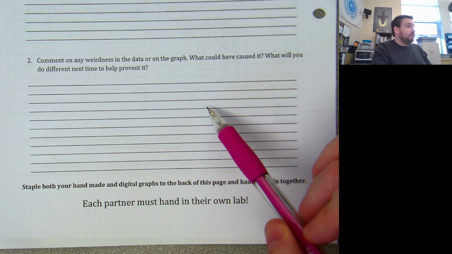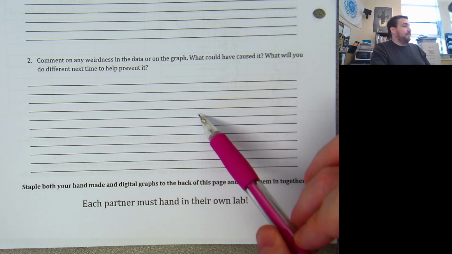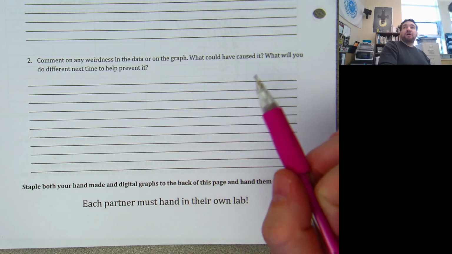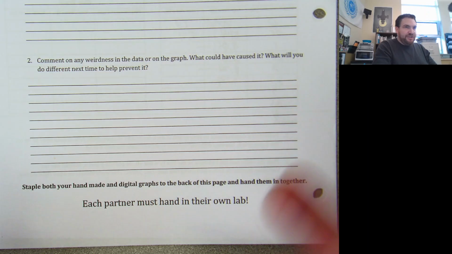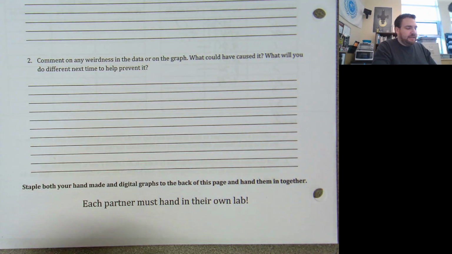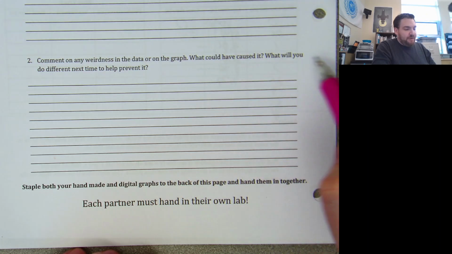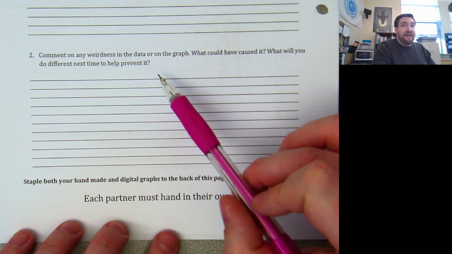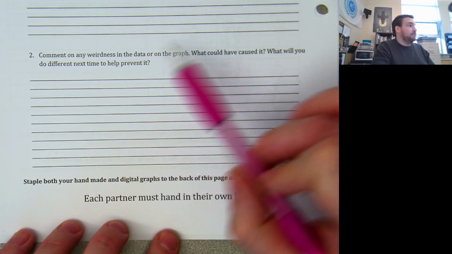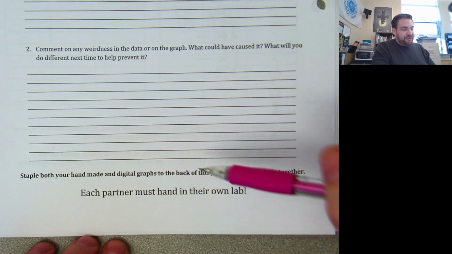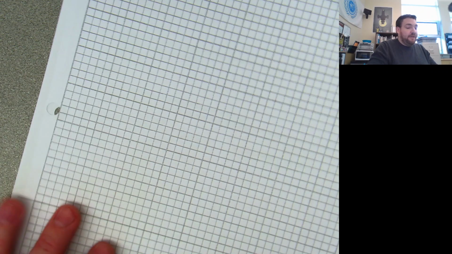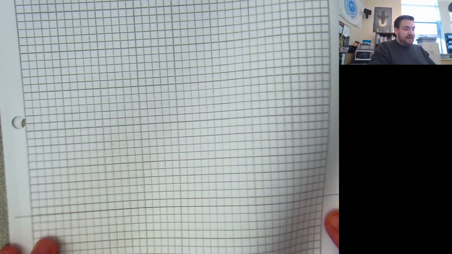You may have error. Someone may have screwed up somewhere. Maybe someone yelled at you when you looked up and then the truck had passed, and then you're like, oh, maybe it was this. Whatever weirdness showed up, talk about it. Why is it there? What could have caused it? What would you do differently next time to prevent it? This is a discussion of error. What went wrong? Staple both your handmade graph and your digital graph to the back of the page. I've included graph paper for your hand-done graph.